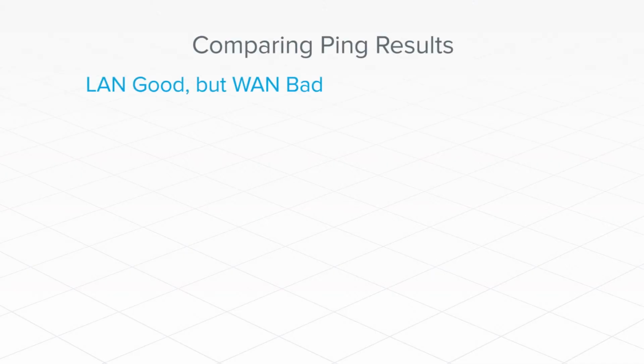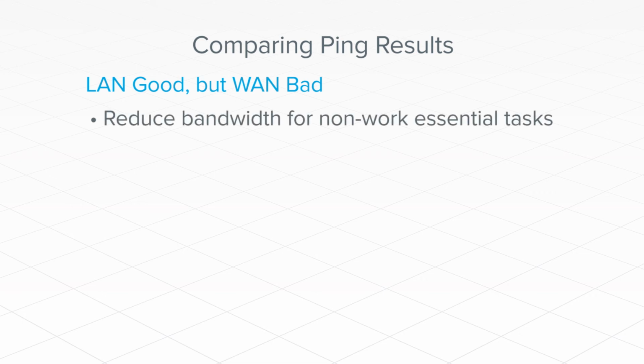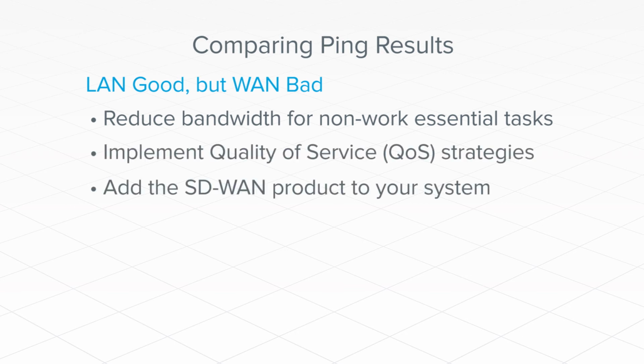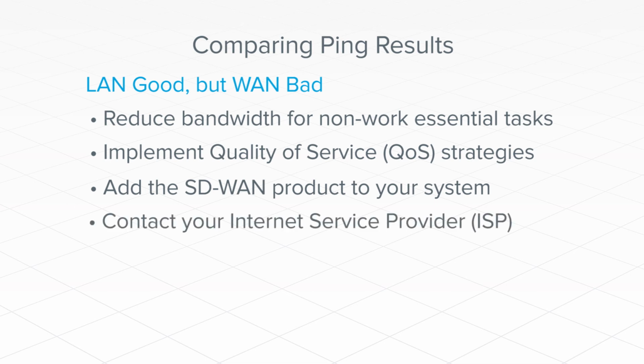Let's first examine what to do if the ping test to your local area network looks good, but the test to google.com shows packet loss and jitter. If that is the case, you've got issues with latency. Here are a few suggestions to try. You can do things like reducing bandwidth for non-work essential tasks, implement quality of service strategies, talk to your account manager about adding our SD-WAN product, as well as contact your internet service provider.